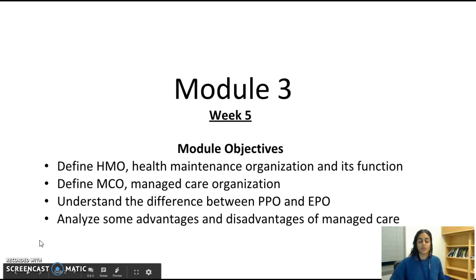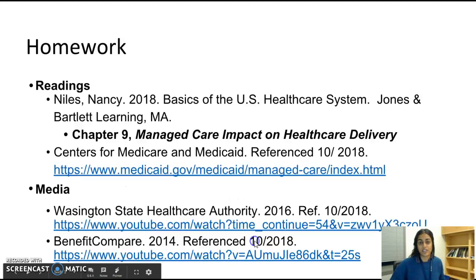In week 5, we'll be defining an HMO, Health Maintenance Organization, and Managed Care Organizations, understanding the difference between PPO and EPO, and analyzing some advantages and disadvantages of managed care.